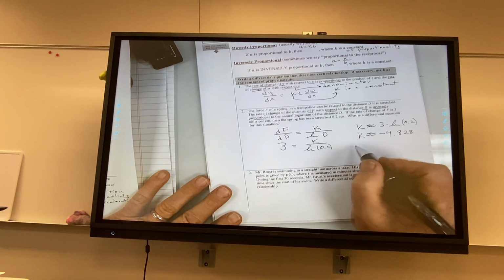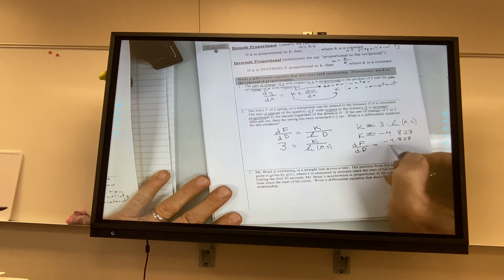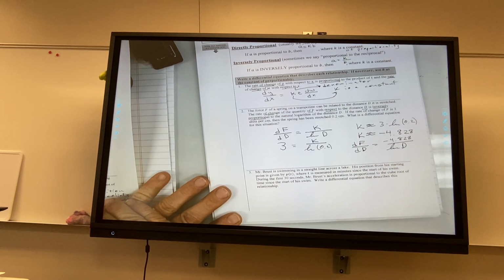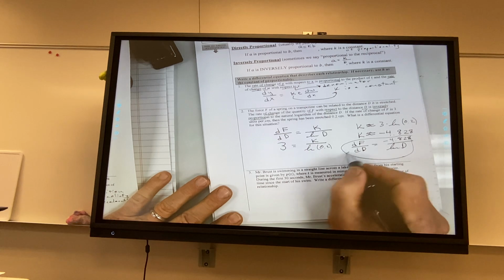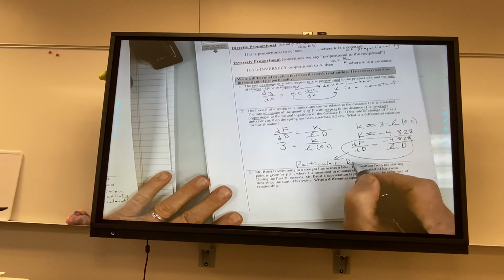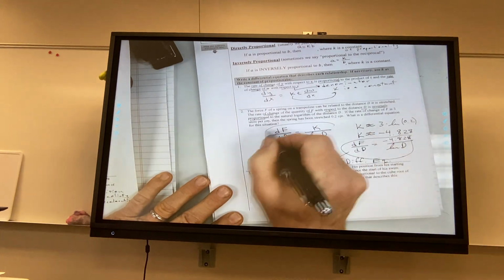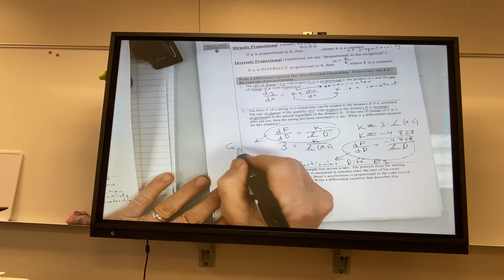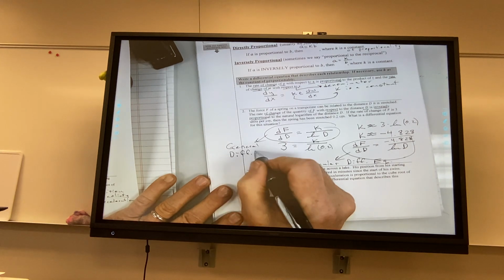So, dF over dD is equal to a negative 4.828 divided by the natural log of D. This is called a particular differential equation. This is called a general differential equation.